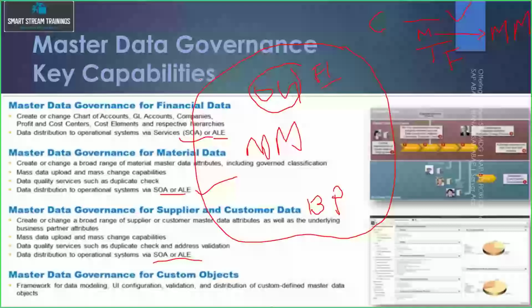But in the future, a customer may require custom data models. They may need to maintain some different data, like only purchase order data, sales organization data, plant maintenance data, separate data. In that case, what happens? MDG gives a provision to maintain custom objects.